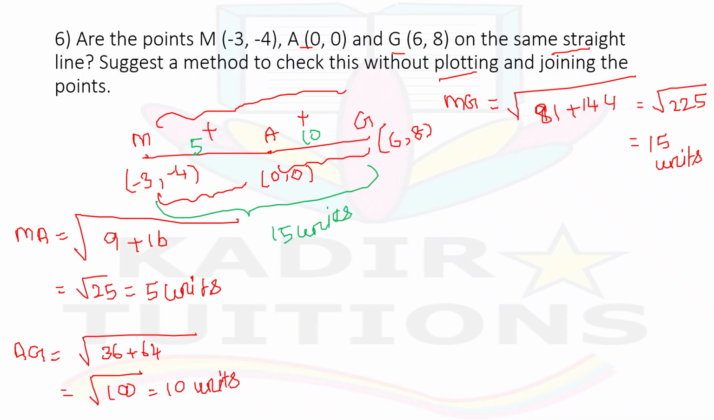So if I add MA and AG, I'm getting MG. Then obviously it is lying on a straight line. All these 3 points are lying on a straight line. Maybe if it is not coming, then we can say this cannot be a straight line. Like that we can say. We'll see the next problem now.